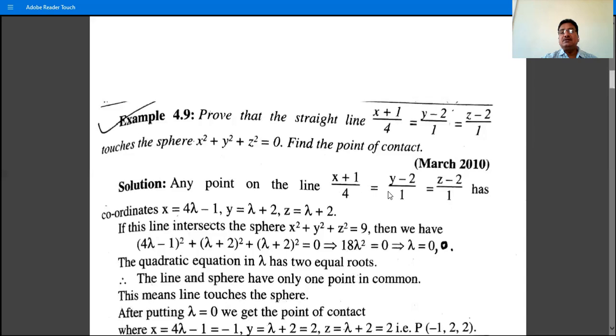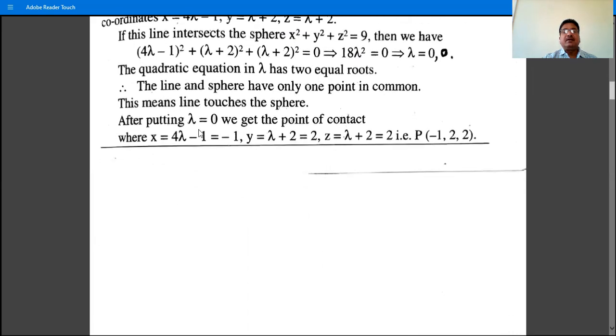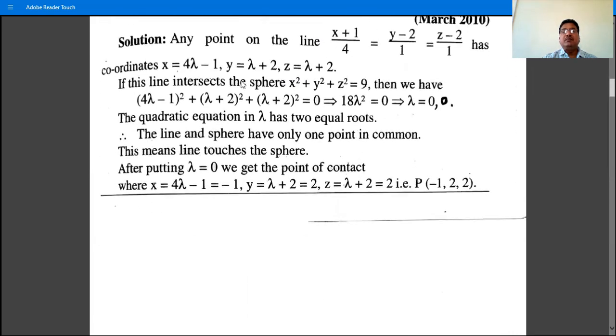So already this problem is solved. If these are the coordinates of the general point, and this point lies on the sphere, then we have the values of r or lambda, both are 0 and 0, and therefore the quadratic equation in lambda has two equal roots. Therefore the line and sphere have only one point in common, and this means the line touches the sphere. Then put lambda is equal to 0, we get the point of contact, the value of x, y, z as minus 1, 2, 2.